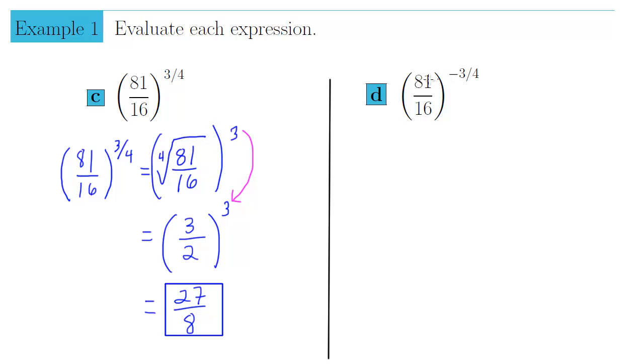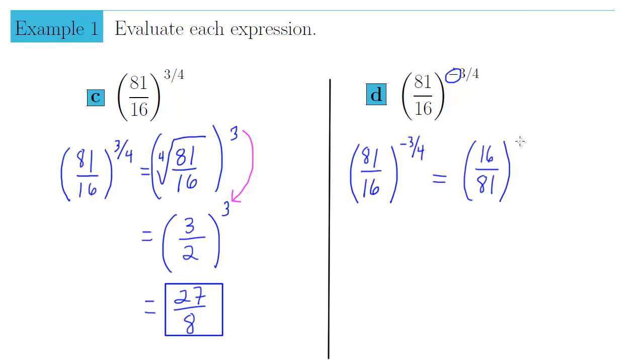So part D gives us 81 over 16 again, but this time it's raised to the negative 3/4 power. Okay, so the first thing I'm going to take care of is that negative exponent. So you've got to dig deep in your memory banks and try to remember what a negative exponent does. Well, negative exponents flip the base, right? They reciprocate the base. So instead of writing 81 over 16 to the negative 3/4, I would write 16 over 81 to the positive 3/4.